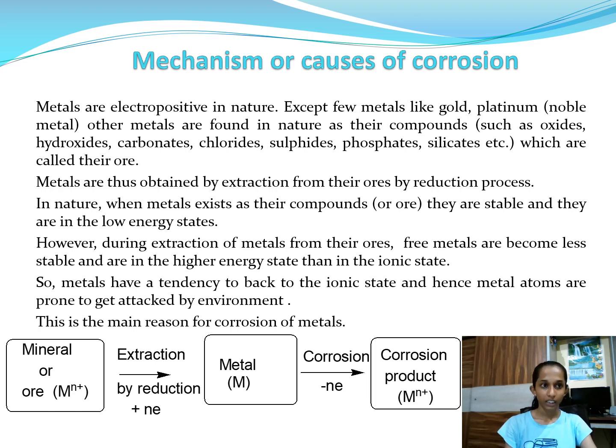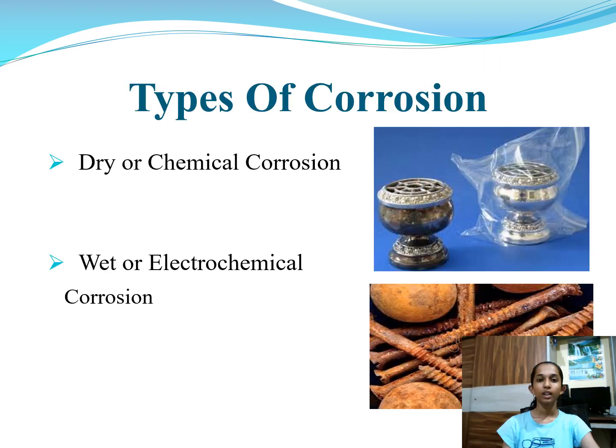So metals have a tendency to go back to the ionic state, hence metal atoms are prone to attack by the environment. This is the reason for corrosion of metals. Let's see the types of corrosion. There are two types of corrosion: one is dry or chemical corrosion, and the other is wet or electrochemical corrosion.